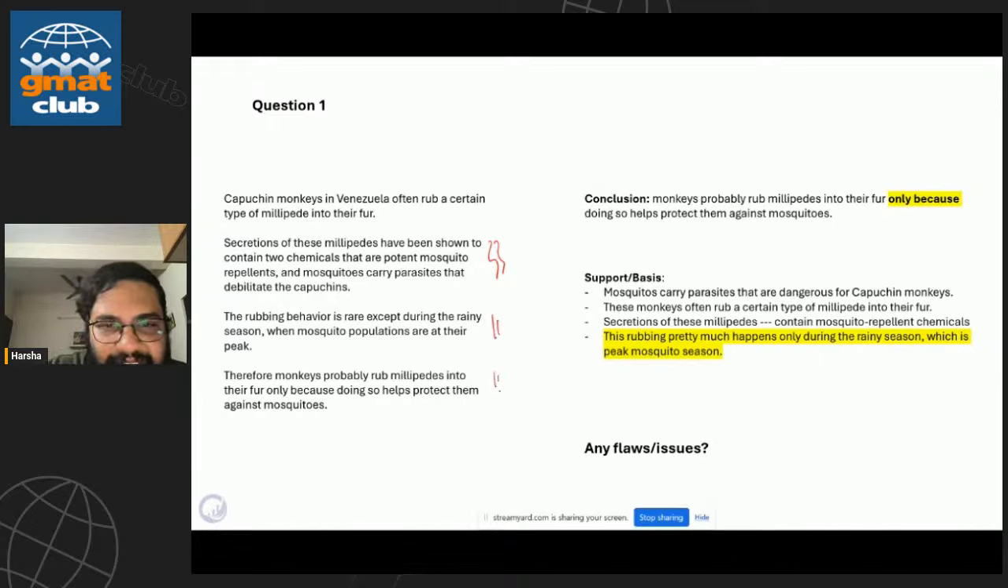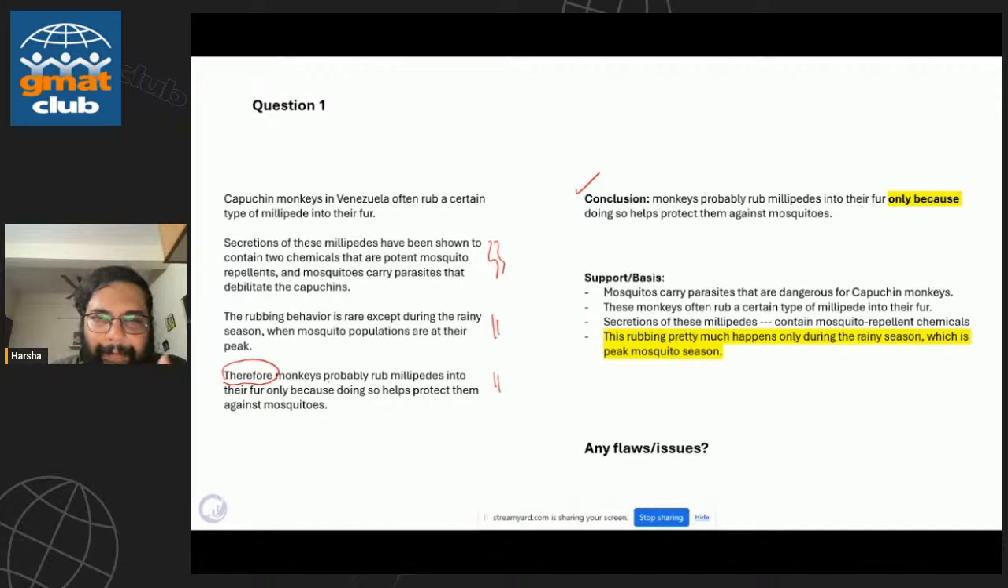And you see the rest of the argument builds towards that. The rubbing behavior is rare except during the rainy season when mosquito populations are at their peak. It's again building this idea that perhaps the reason this rubbing even happens is the mosquitoes. You want to protect yourself from the mosquitoes, you being the monkey, right? Therefore, monkeys probably rub millipedes into their fur. You have this nice conclusion indicator. I think all of you are clear that this is the conclusion, right?